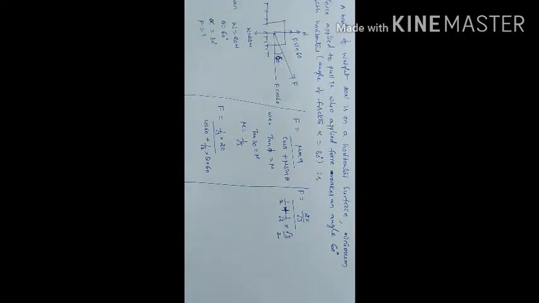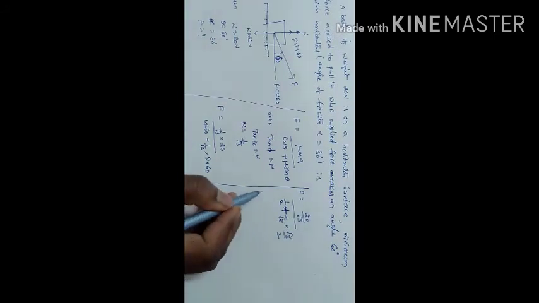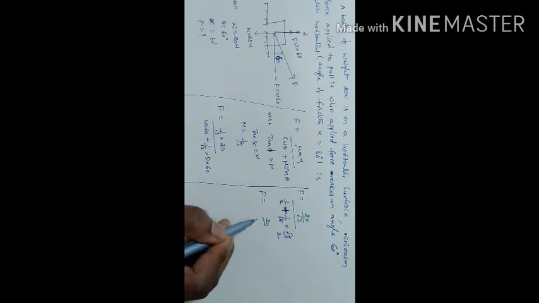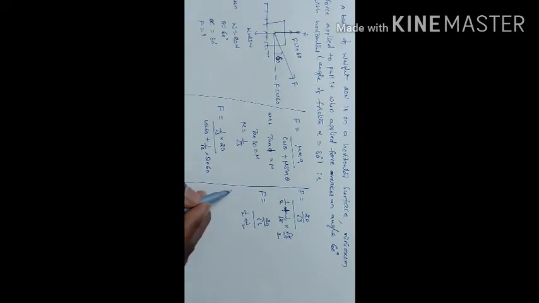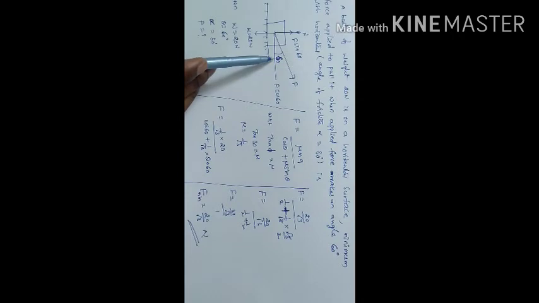Now here root 3 gets cancelled. Now F is equal to 20 by root 3 divided by 1 by 2 plus 1 by 2, which means 1 only. That is equal to 1. Finally, I calculate the minimum force required: F minimum is equal to 20 by root 3 newtons. So this is the minimum force required to pull the object that makes an angle 60 degrees with the horizontal. So this is the problem. Have a look.